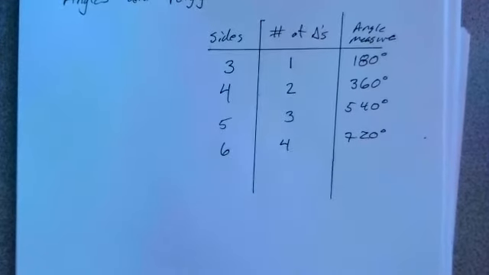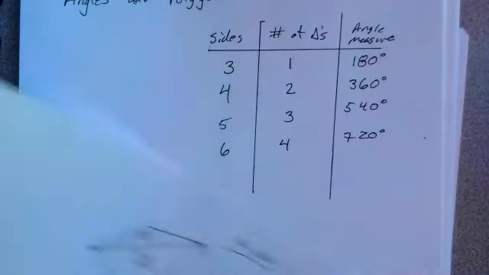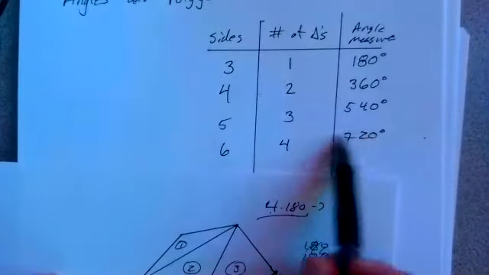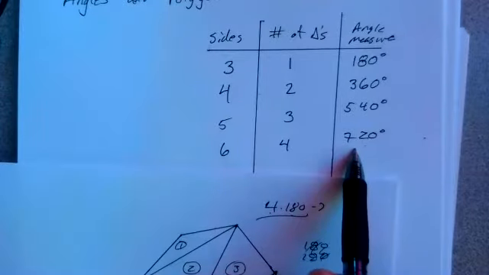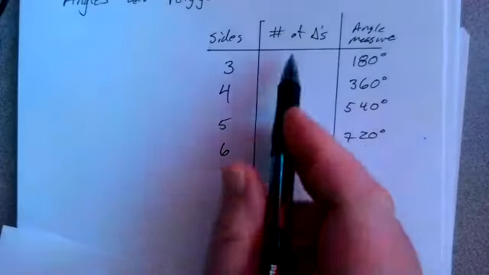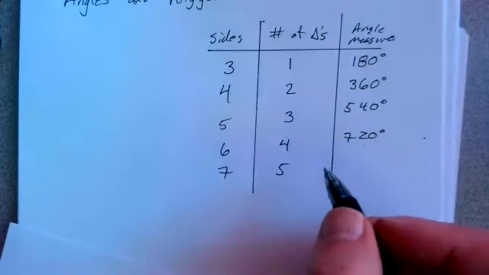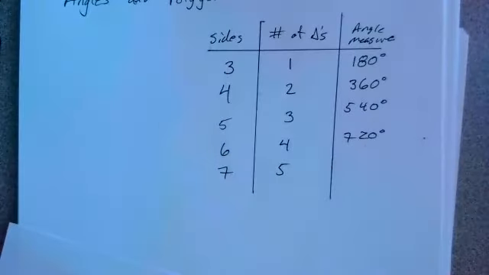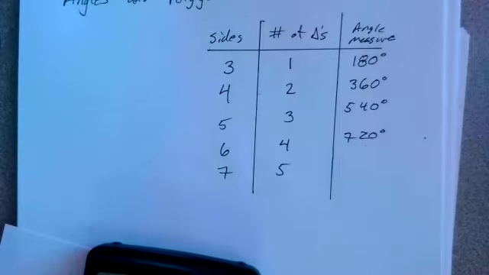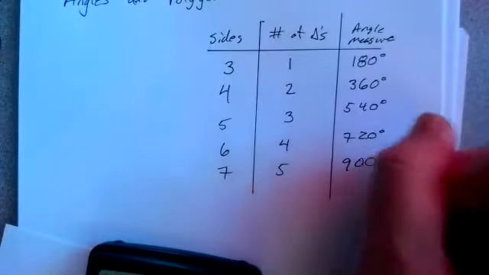Okay, I think we're starting to see a little bit of a pattern here, right? I was able to multiply the number of triangles by 180 to get the total angle measure, right? But what is the pattern here? If we had a 7-sided figure, how many triangles would we get? We'd end up with 5 triangles. And 5 times 180, everybody knows altogether, is 900. Everybody knows that, right?